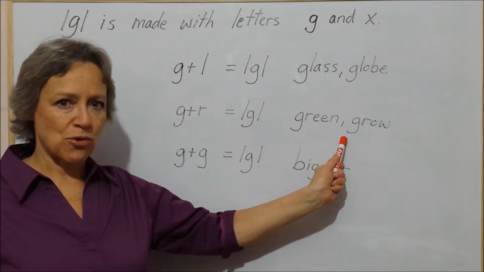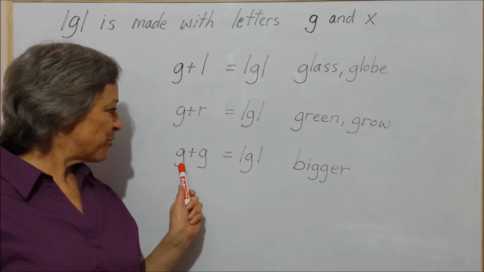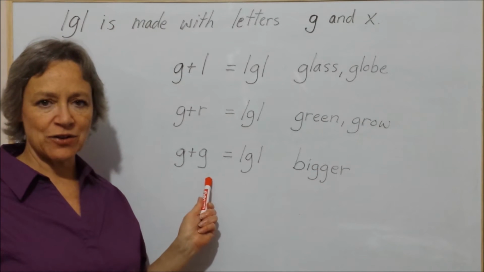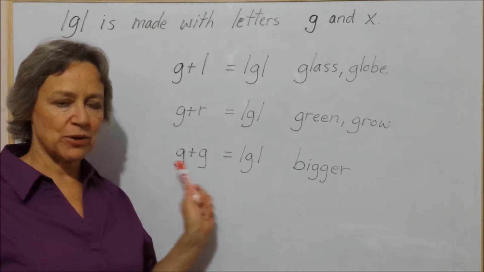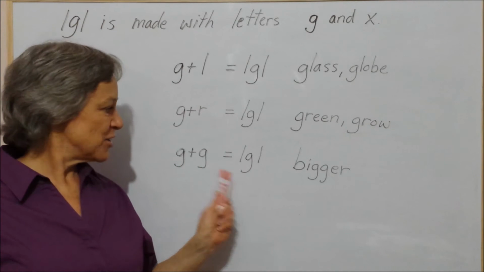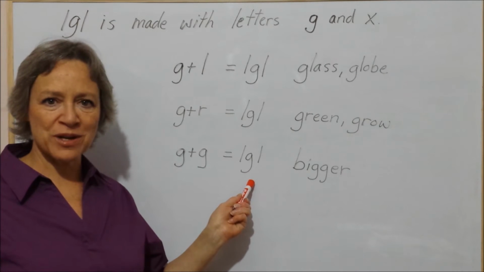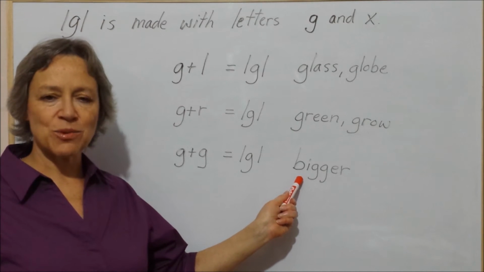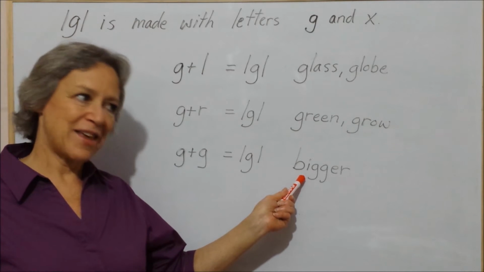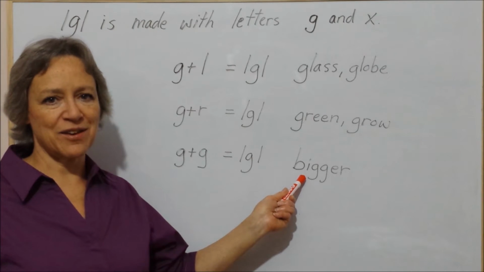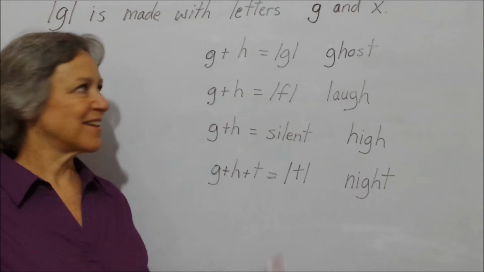Green, grow. Okay? When we have two G's together, this usually results in one G sound. We don't have two G sounds, okay? So G plus G just equals one G. This is the word bigger, okay? Bigger. That building is bigger than the other building, okay?